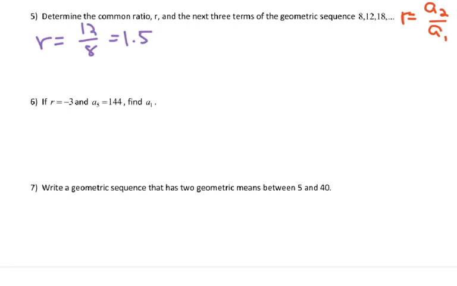And then we're going to multiply each consecutive term by 1.5. So starting with 18, 18 times 1.5 is 27, times 1.5 is 40.5, times 1.5 is 60.75.